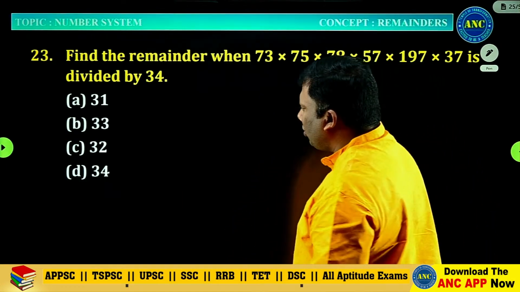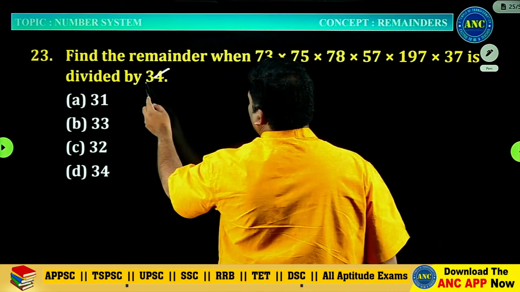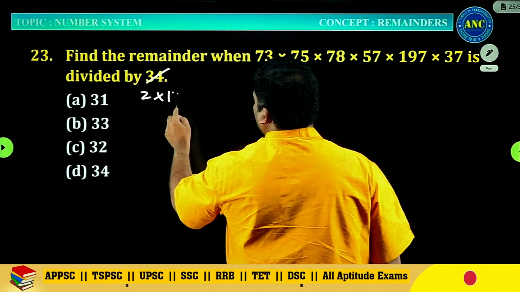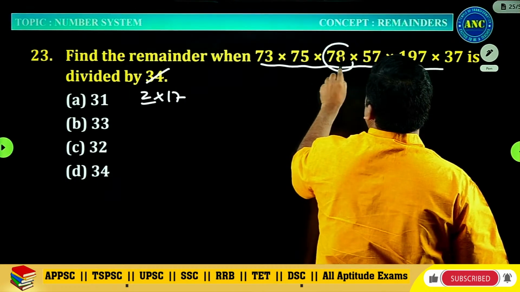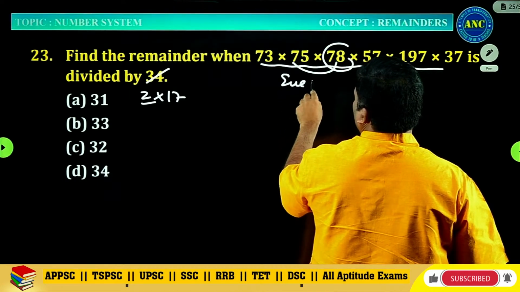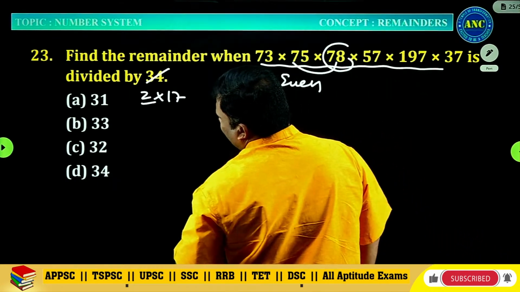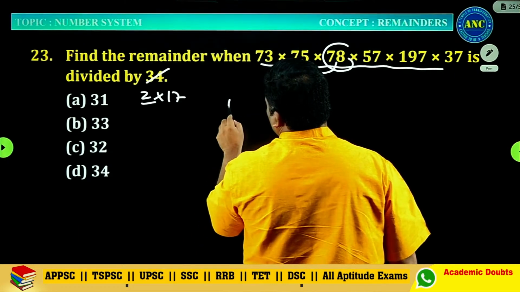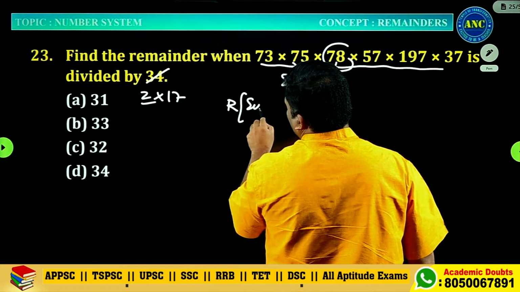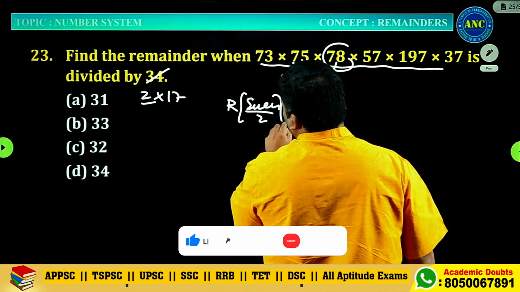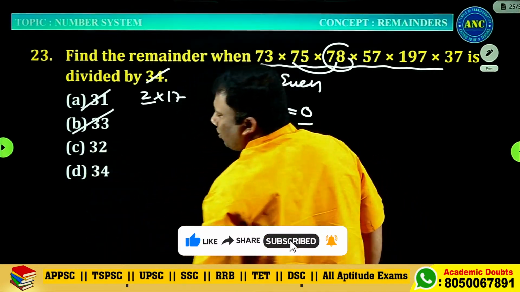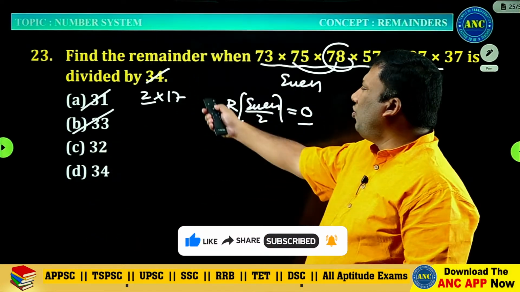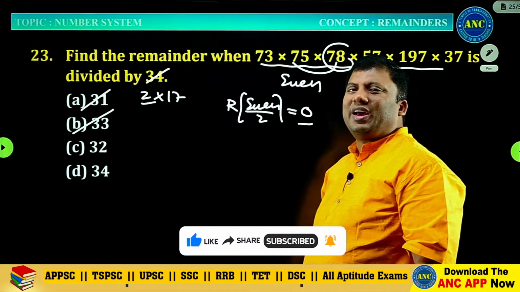Now, these also tell me, sir. 34 is 2 into 17. Here 2 is an even number. One even number into any number is even, so it is perfectly divisible by 2. Answer should be an even number. Where all odd numbers are there? Out.